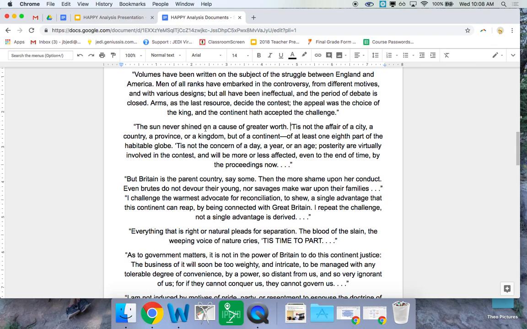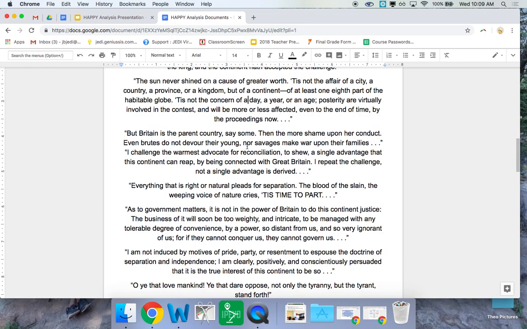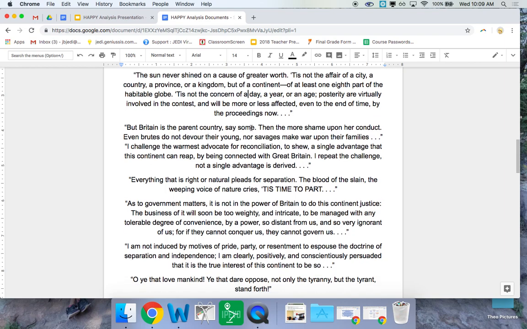This, not the concern of a day, a year, or an age. Posterity and vitality involve the conquest. Posterity is going to mean future generations will become more or less affected, even to the end of time, by the proceedings now. But Britain is the parent country, say some. So he's talking about the loyalists here.